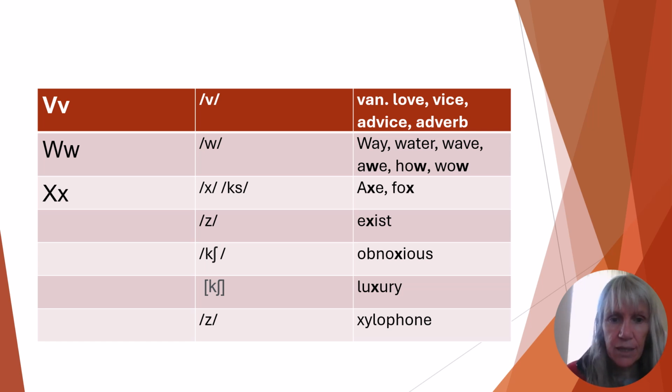obnoxious. Then it can make a K and a sh sound together, as in luxury. You hear the K, sh. It's like a k, sh together, luxury. And then it can just make the z sound as in xylophone, xylophone.